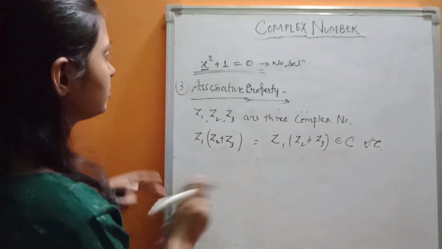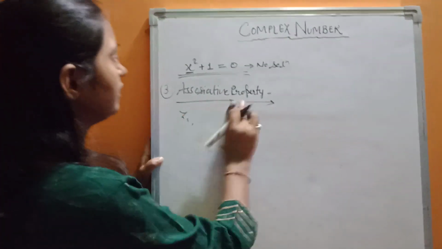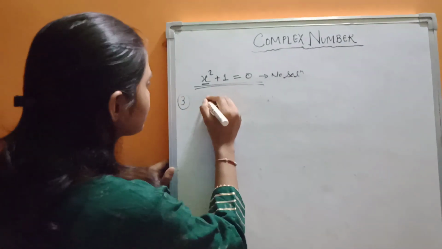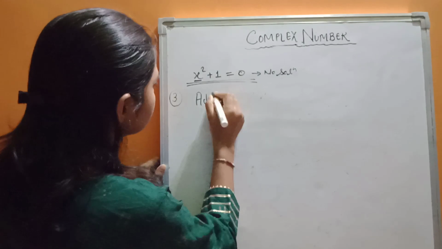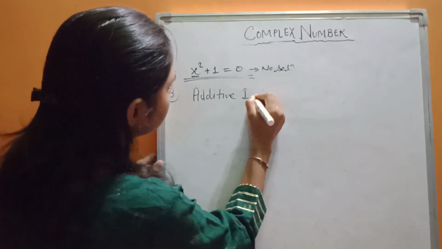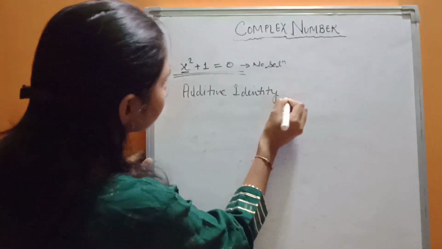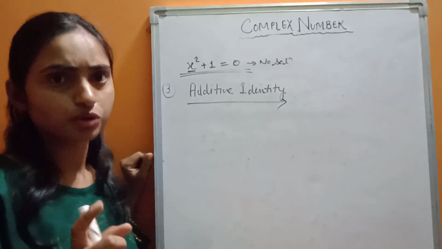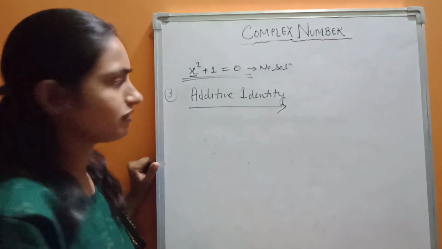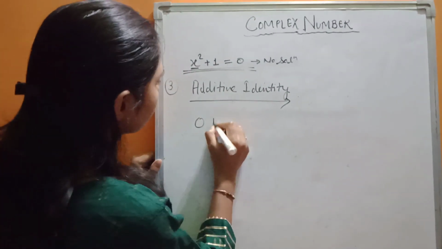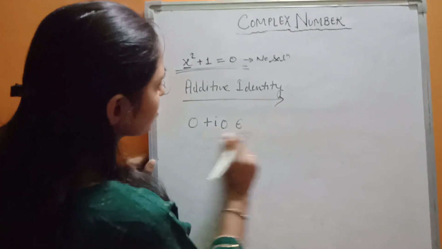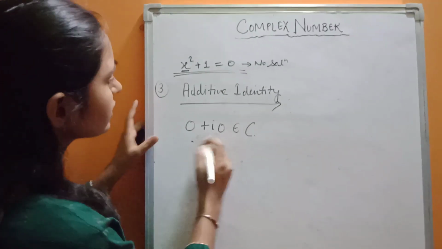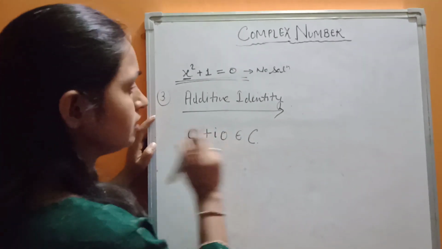Okay, let's come to the fourth one, that is identity. You can say additive identity also. We all know that the additive identity will be 0. So for any number, the additive identity will be 0. We can write this as 0 plus i0. This also belongs to the complex numbers, right? You can take any number that belongs to the complex numbers.